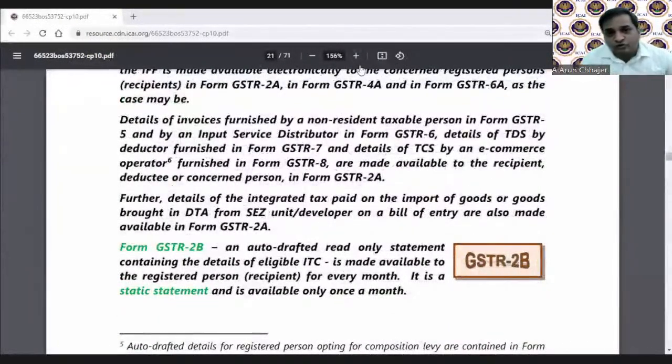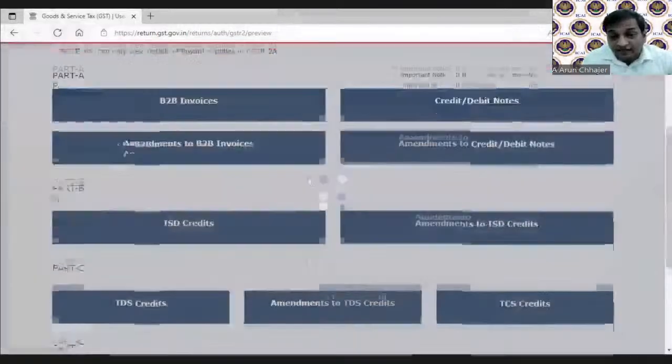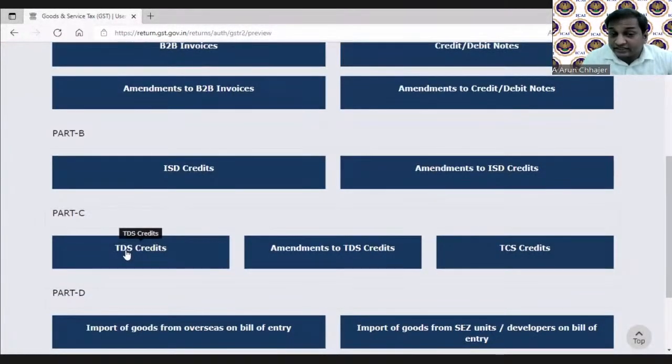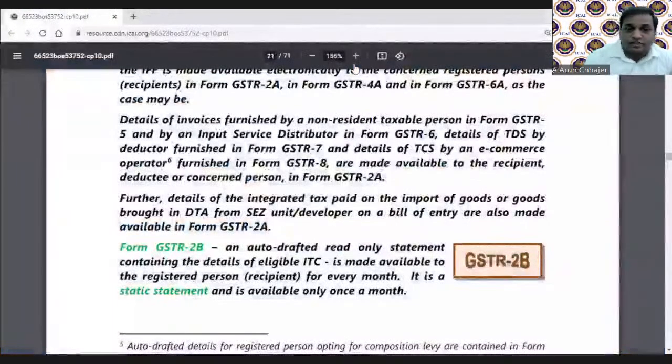As I showed, GSTR2A will not only talk about B2B purchases. It will talk about debit credit notes. It will talk about ISD credit. It will talk about TDS also. It will talk about import of goods transactions also. And that is the point. It is being written in the institute's notes material.